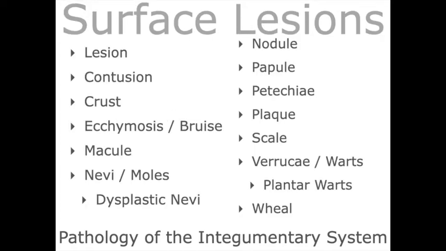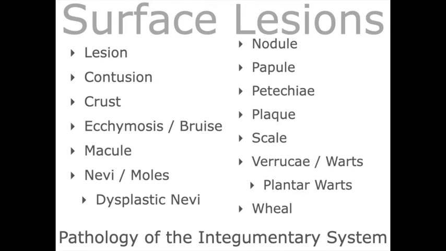A lesion is a pathologic change of the tissues due to disease or injury. Lesions are described by their appearance, location, color, and size as measured in centimeters. A contusion is an injury that does not break the skin and is characterized by swelling, discoloration, and pain. A crust is a collection of dried serum and cellular debris. An ecchymosis, also known as a bruise, is a purplish area caused by hemorrhaging within the skin.